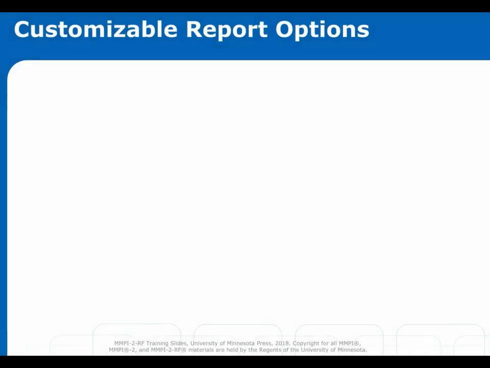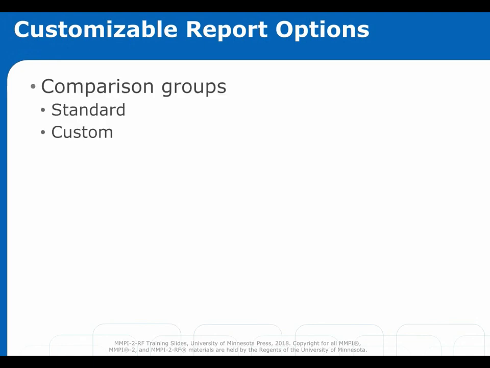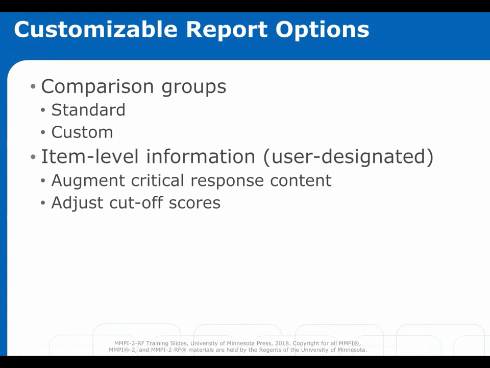As Dr. Ben-Porath just described, there are 2 ways to customize a score report. The first of these is through the use of comparison groups, either standard comparison groups described in Appendix D of the technical manual, or a user-customized comparison group generated from test responses of individuals seen in your particular setting. Customizable comparison groups are available for both score and interpretive reports. The second of the customizable report options is user-designated item-level information. The user-designated information that you can request for item-level information can either be the inclusion of other critical responses content or adjustment of cut scores required for scale interpretation.